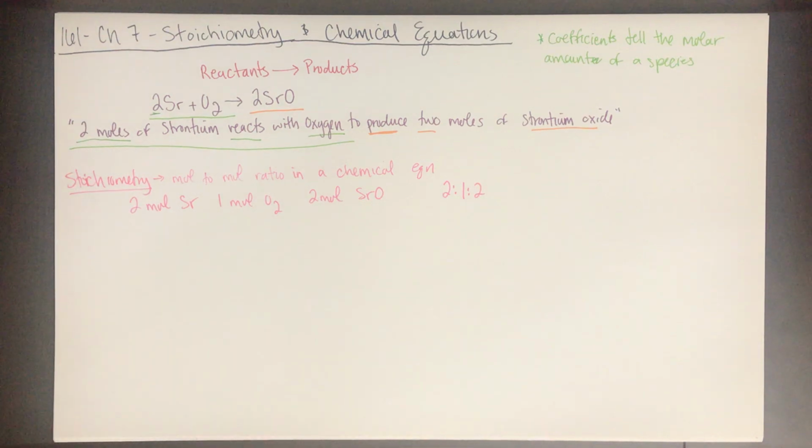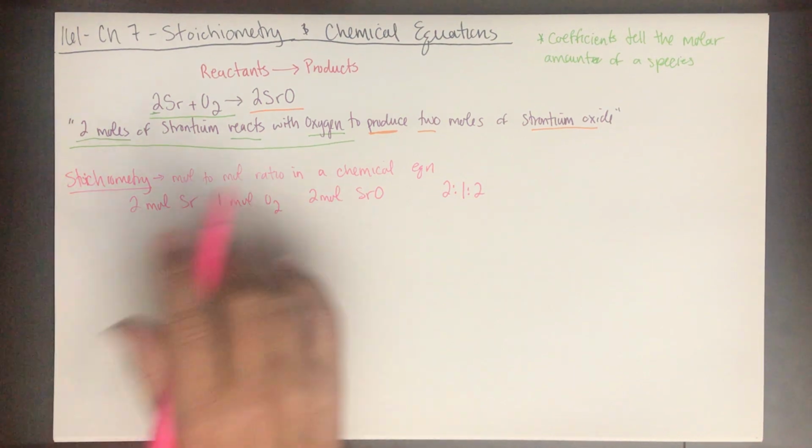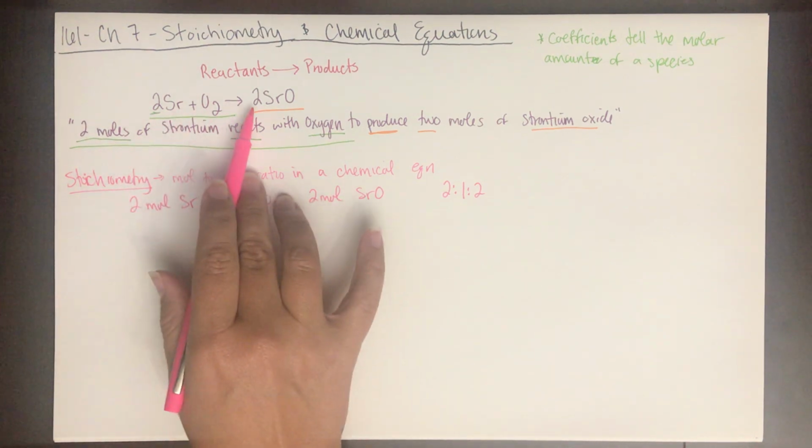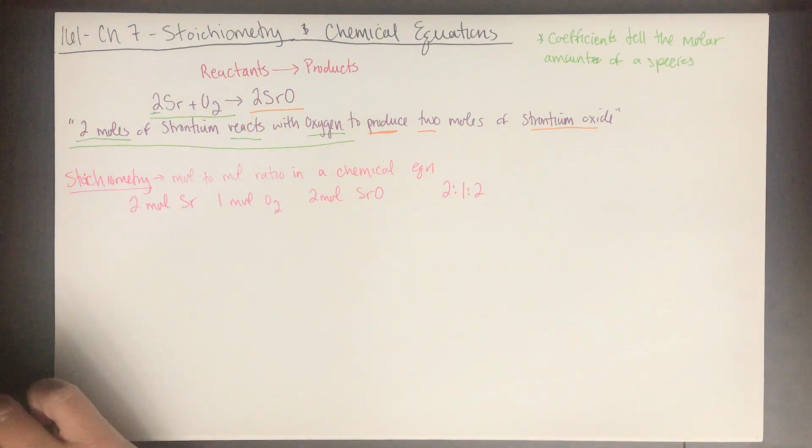This stoichiometry is going to be really important when we start doing calculations because we'll need to use this mole to mole ratio. You'll either hear me call it stoichiometry or mole to mole ratio. It means the same thing. But remember, the big numbers in the front are the coefficients, and they tell us the number of moles of what we have in that chemical equation.